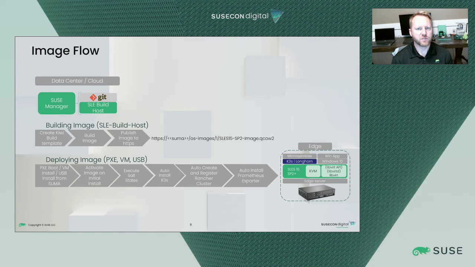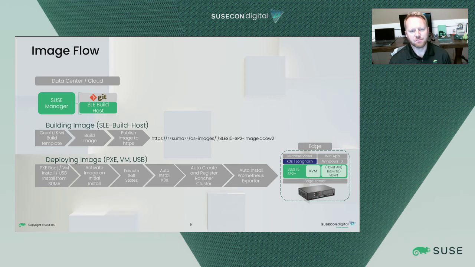Once the image is finished building on the build host itself, it then gets republished back onto the SUSE Manager server. And it puts that into this location, this URL, which is the SUSE Manager server host URL, then /os images /1, which is the organization, / and then the image name, which is the QCOW2 file.